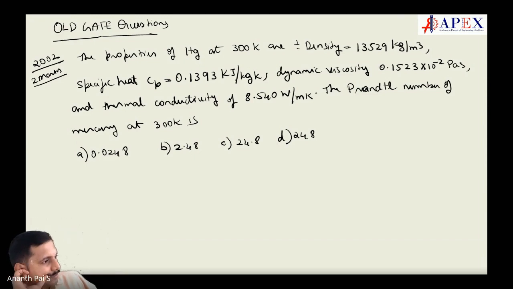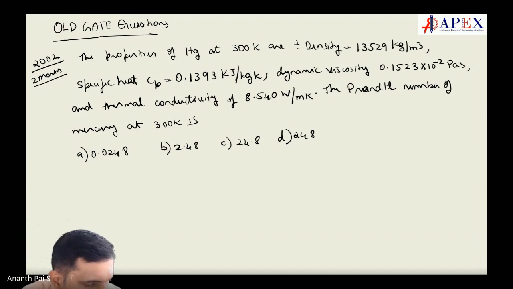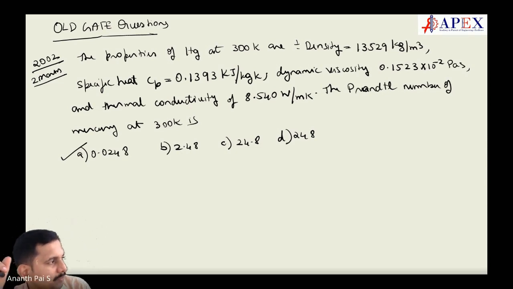What's the answer? A. A is the answer. Correct. A is the right answer. They have given the wrong option, and at the end they have solved it with A as the answer. Everybody got A without calculator or with calculator? Without calculator. So these are the type of questions which come.